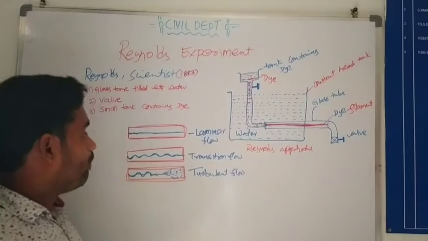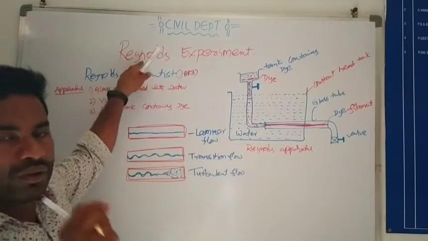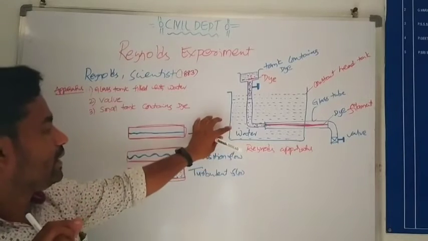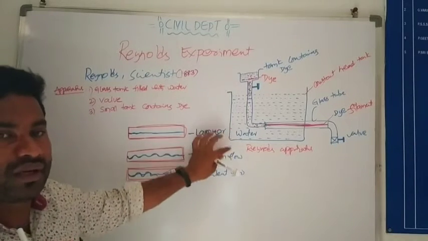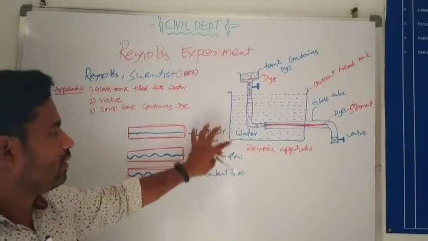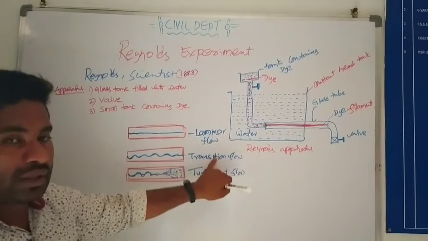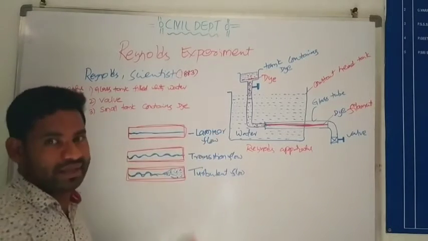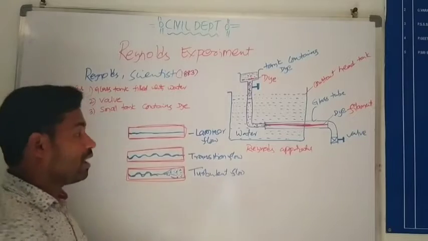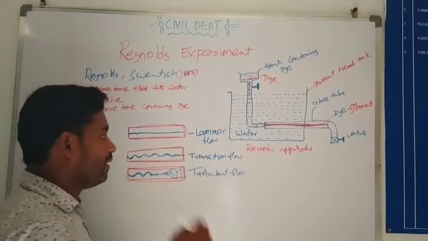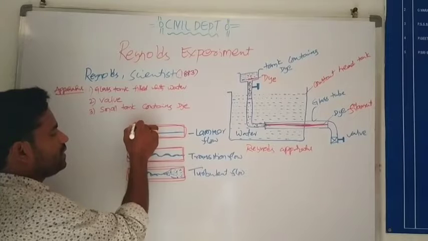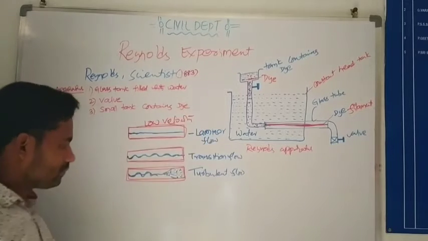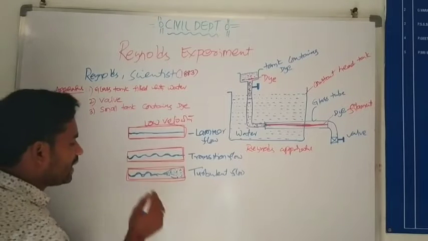So by using Reynolds experiment, what you are understanding is that there are different types of flows in the one experiment: laminar flow, transition flow, and turbulent flow. And how the laminar flow is created, how the transition occurs, how the turbulent flow arises. Simply, it is at low velocity, and it is at high velocity.